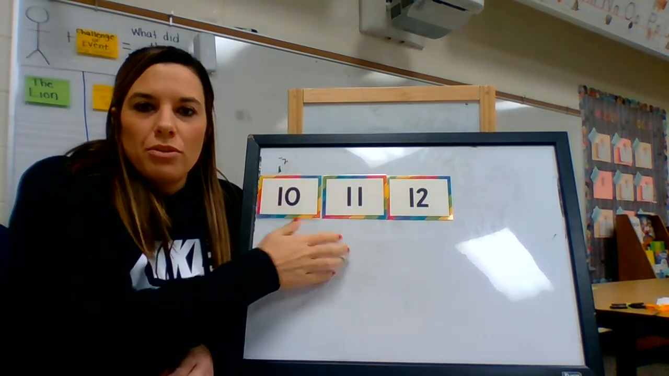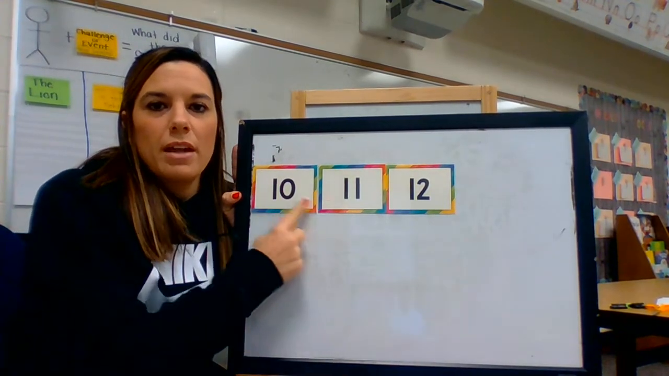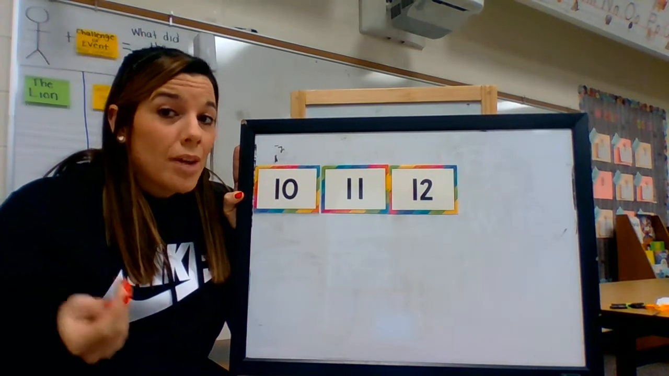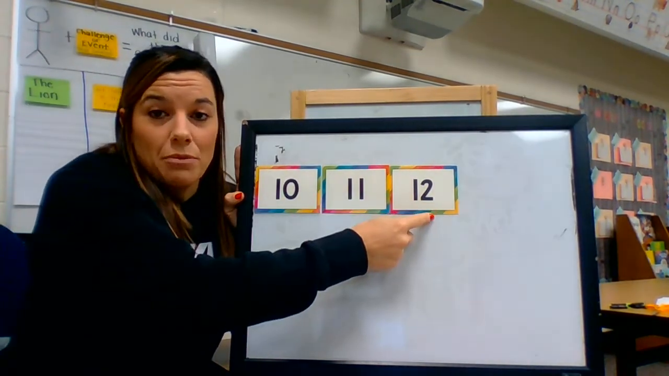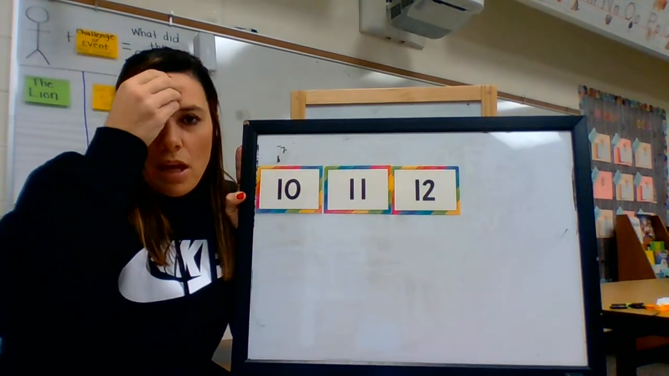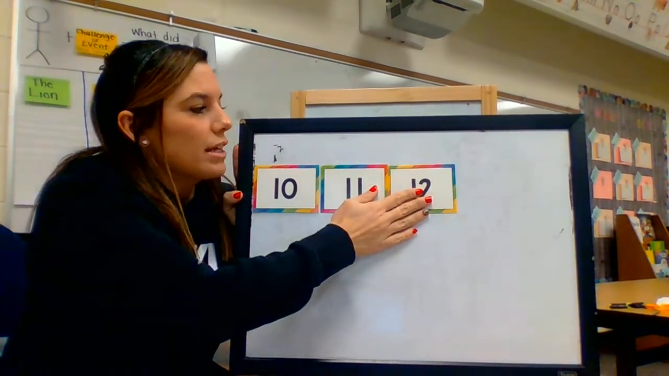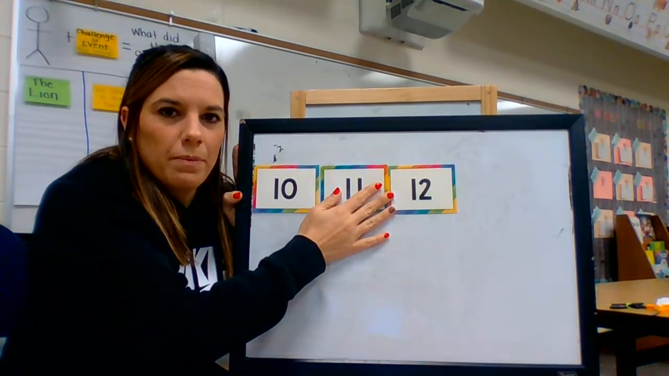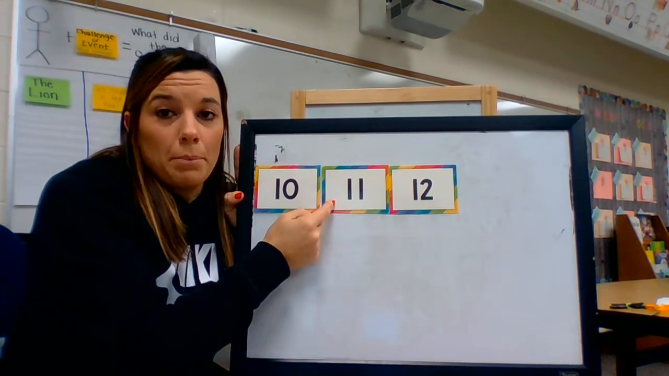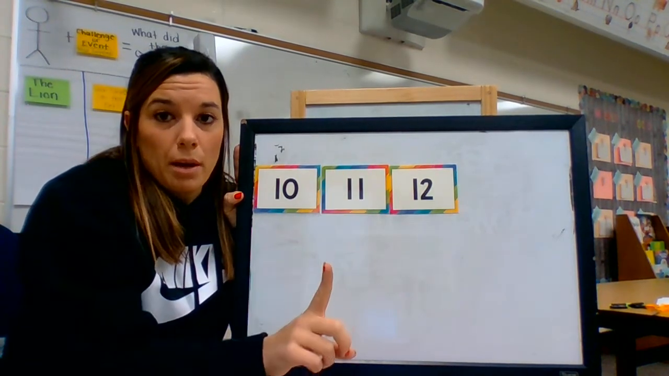So I want you to look at the three numbers I have here, and we'll talk about the number pattern. So let's read these numbers, 10, 11, 12. I know that it just seems like I'm counting, right? But when we look at these numbers in a number pattern way, are the numbers getting bigger or smaller? They're getting bigger. And they're getting bigger by one number, okay?